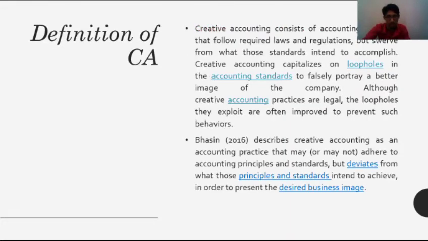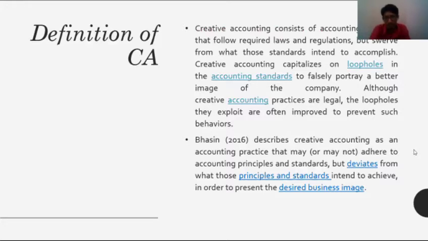Okay, creative accounting consists of accounting practice that follow required law and regulations but swerve from what those standards intend to accomplish. Creative accounting capitalized on loopholes in the accounting standards to falsely portray a better image of the company. Although creative accounting practices are legal, the loopholes that they exploit are often improved to prevent such behavior.